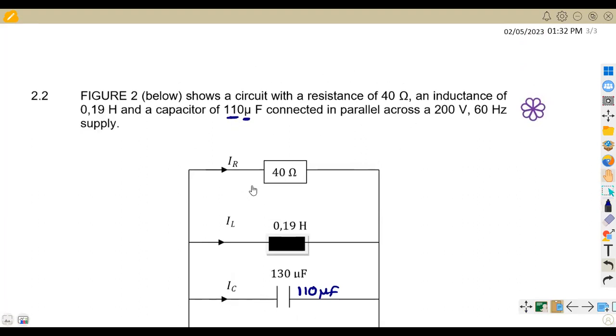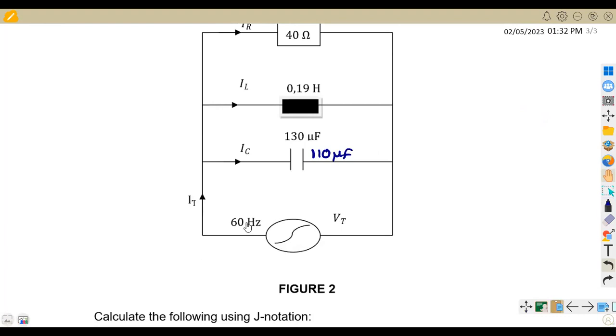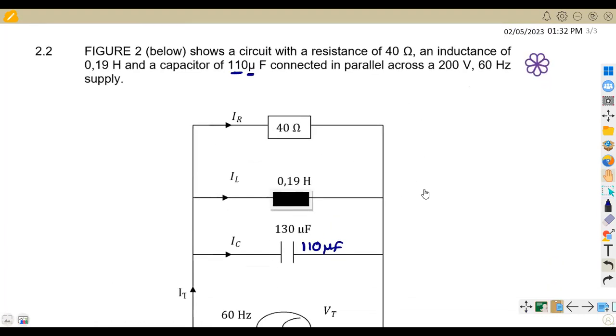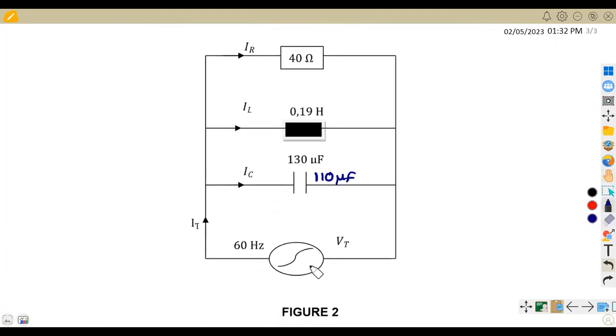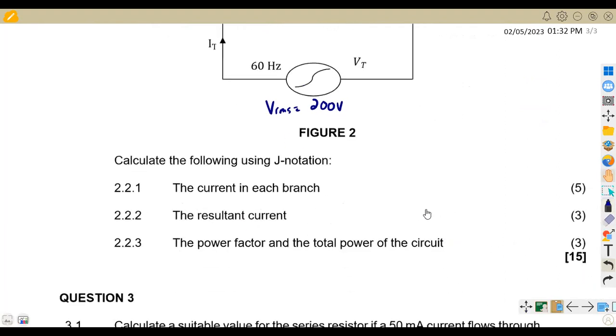It's for you, this information. Then it's connected across a 200 volt AC supply at 60 hertz. As you can see here, we've got 60 hertz and VT, which is 200. So we have 200 volts here, which is our VRMS. That's it. Our diagram is fine. Let's check what we are given here.